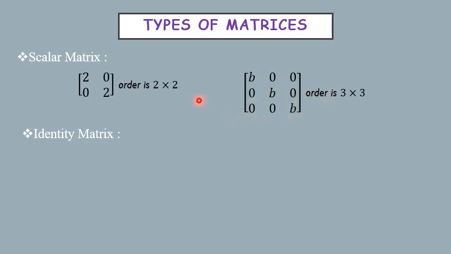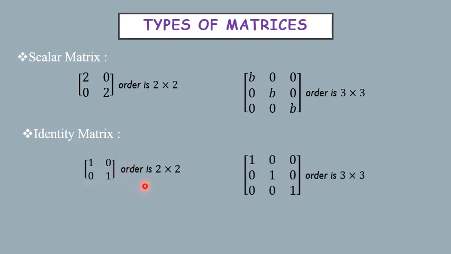Next, identity matrix. This identity matrix is also called unit matrix. It is denoted by capital I. It is also a square matrix in which non-diagonal elements are 0 but the diagonal elements are 1. So this is a square matrix of order 2 and this is a square matrix of order 3, because here diagonal elements are 1 and non-diagonal elements are 0.